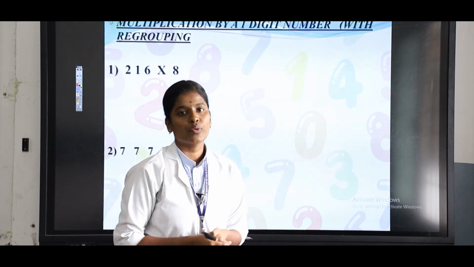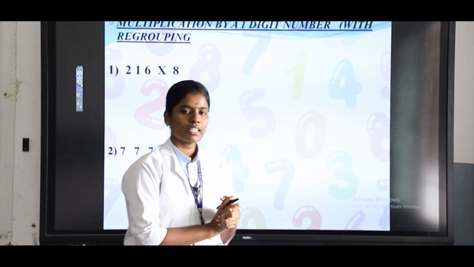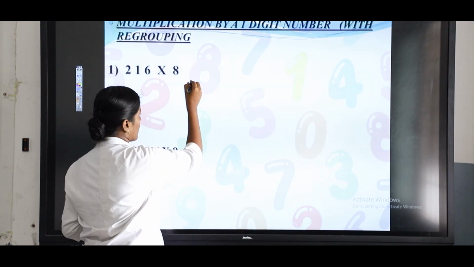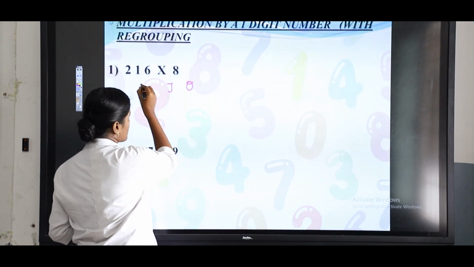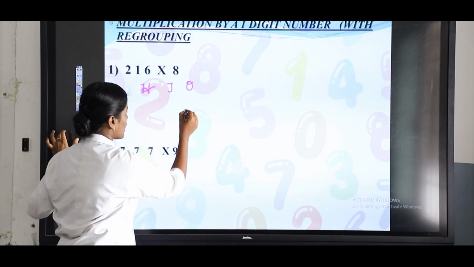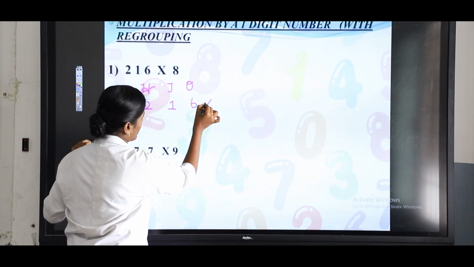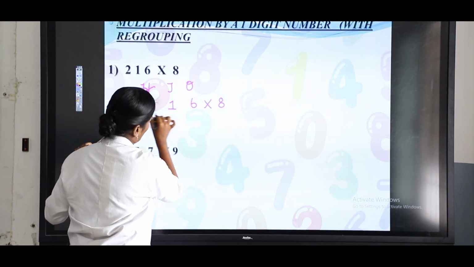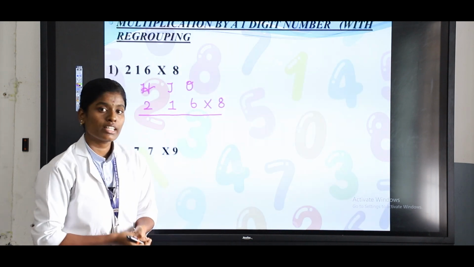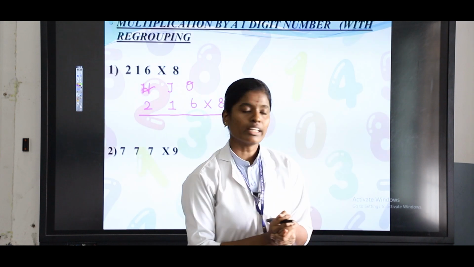So first you are going to write the place values. What is the first place value? The first place value is ones, second place value is tens, and finally third place value is hundreds. Here the digits are 6, 1, 2, and take 8. Okay, listen my children. Here what is the table? Yeah, the table is 8. So now we are going to write the 8 table.